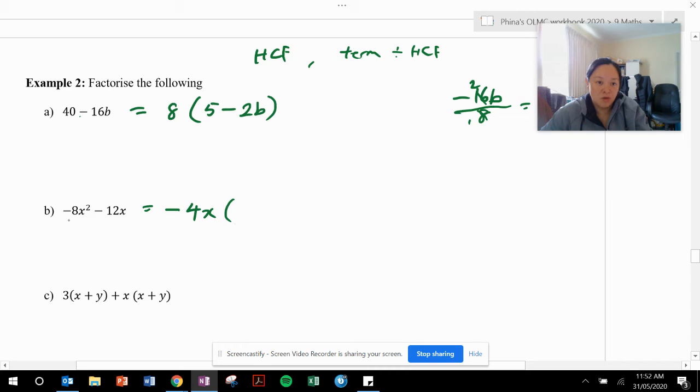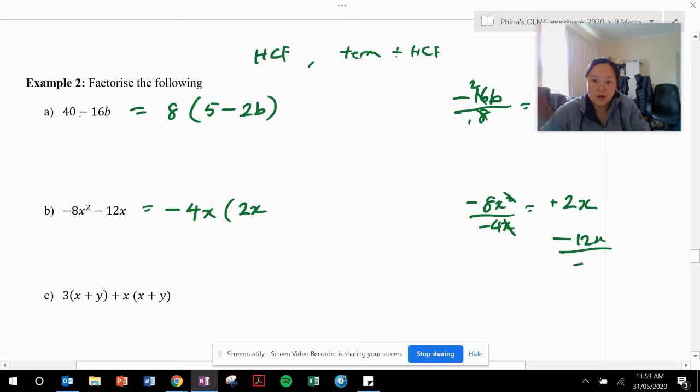Now, then we want to work out what's in the bracket. So this is when writing it will be handy. So minus 8x squared divided by minus 4x. Do a bit of cancelling. Negative divided by negative is positive. 8 divided by 4 is 2. X squared divided by x. So we can cancel one of the x's, and then we're just left with x. So the first term is 2x. Then we've got minus 12x, and we'll divide that by minus 4x. So that's positive. 12 divided by 4 is 3. X cancels with x, so it's just positive 3. Okay, and there you go.